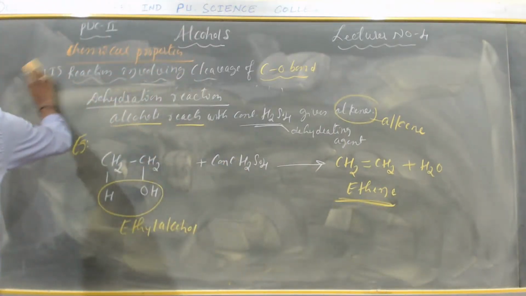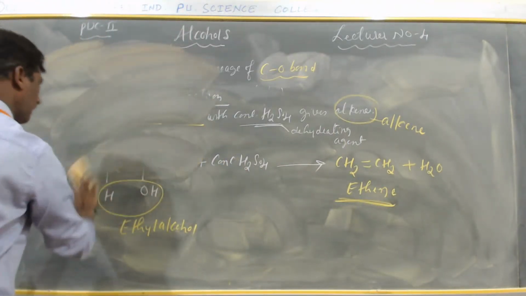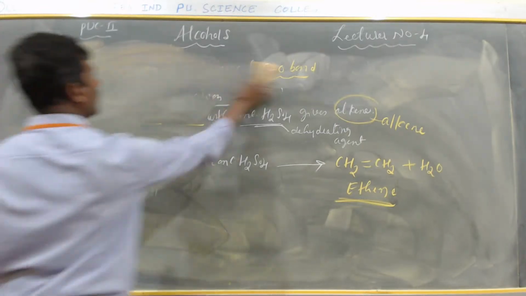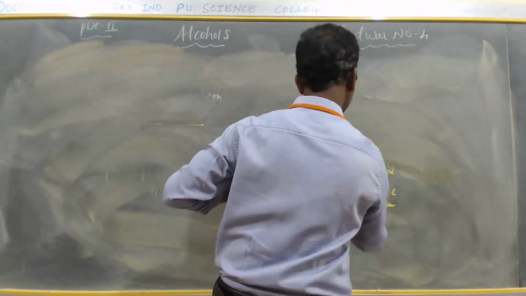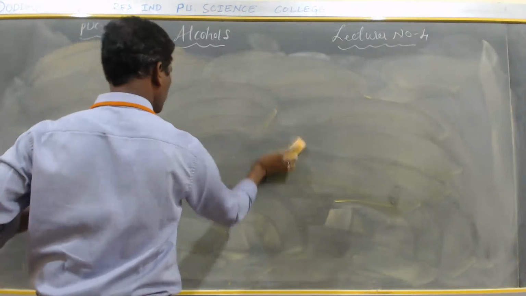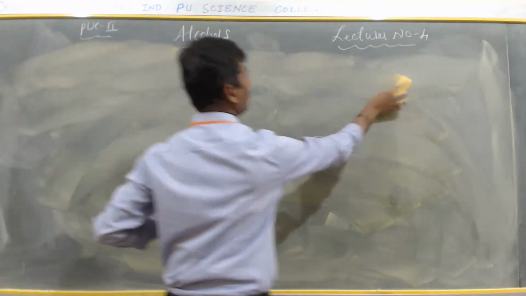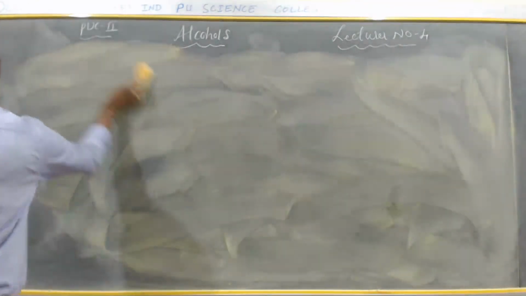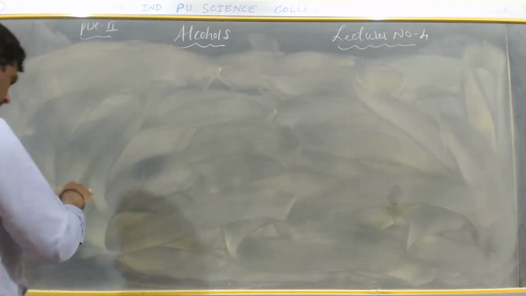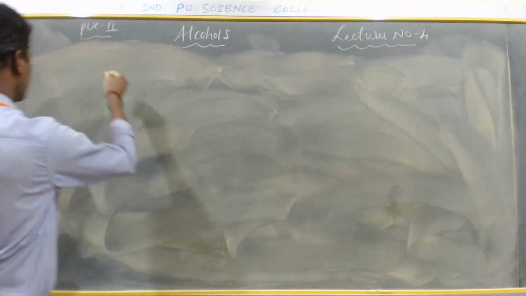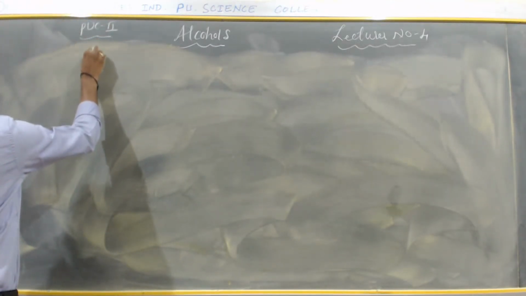And next, very important, is the mechanism of dehydration of ethanol to ethene. Very important question. Yes, my dear students, I can write the first things here.